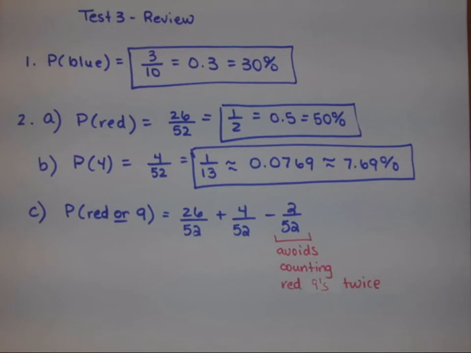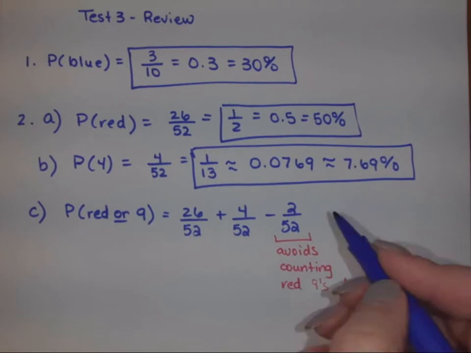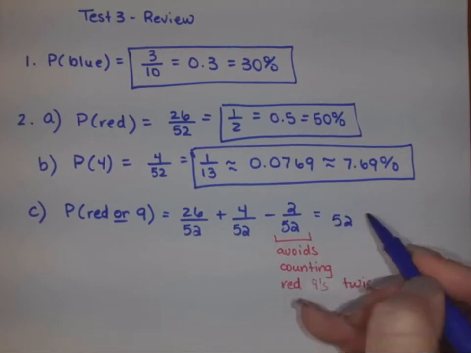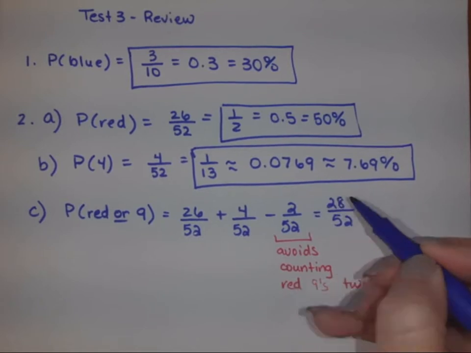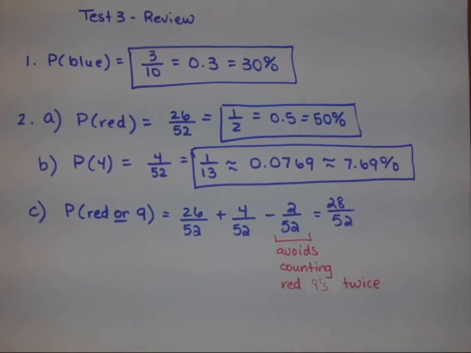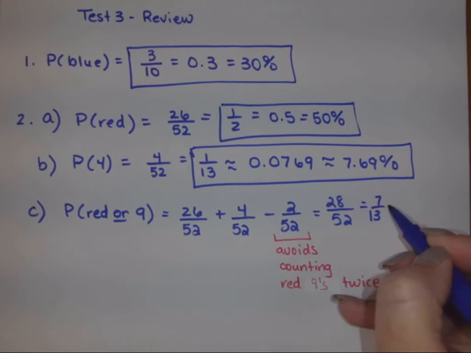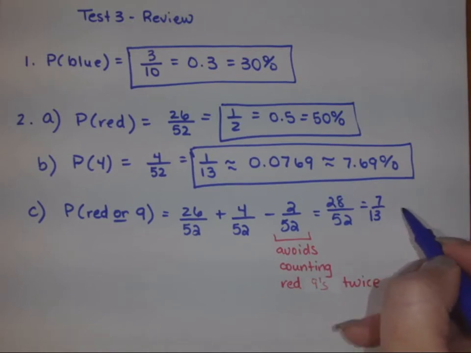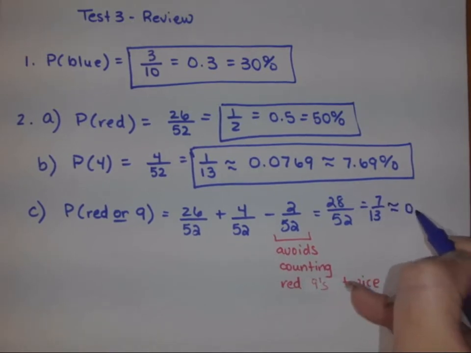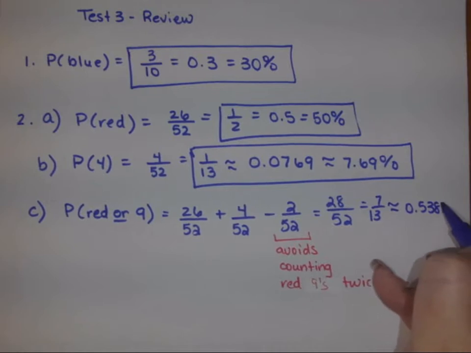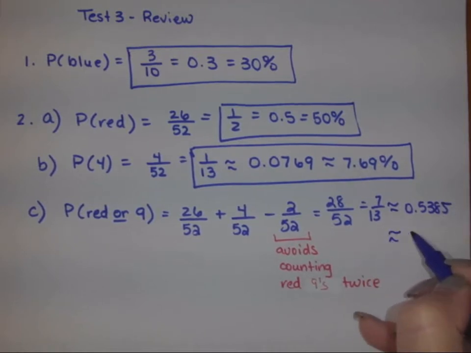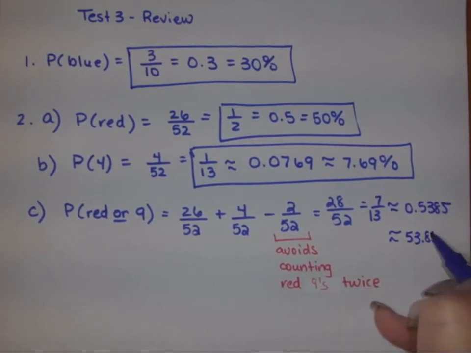So remember, when you add and subtract fractions, if you have a common denominator, you leave that. And then you just add and subtract the top. So it would be 28 out of 52, which reduces to, put it in my calculator and do math fraction, 7/13, which is 0.5385 if you round it, or about 53.85%.